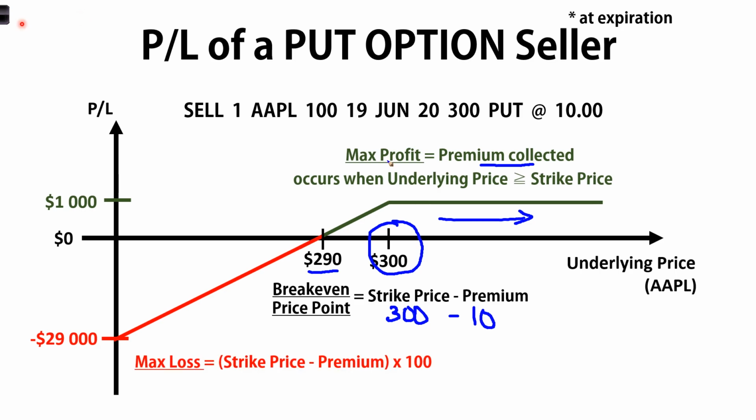Your max loss is when the stock goes to zero. Because even then, you will still have to purchase the worthless shares at the stipulated strike price of $300. And taking into account the premium that you have collected, if you subtract it off and then multiply by 100 shares, you would have suffered a max loss of $29,000.